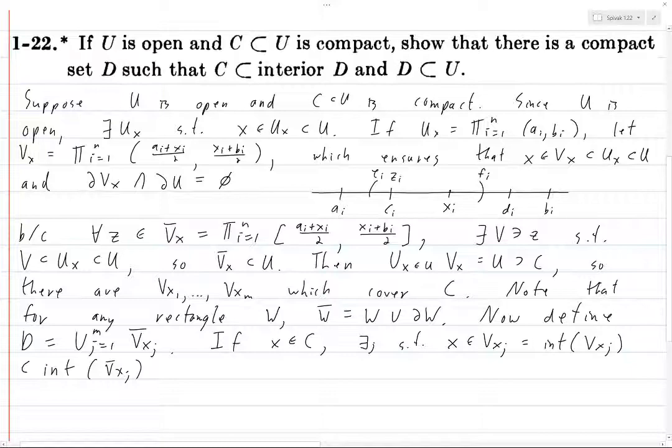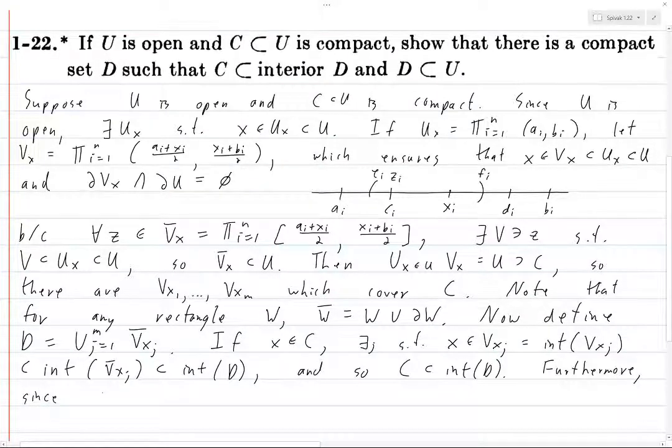And the interior of Vxj is contained in the interior of D, because the closure of Vxj is contained in D, because D is just the union of these things. And so C is in fact contained in the interior of D. Furthermore, now we want D to be completely contained in U.